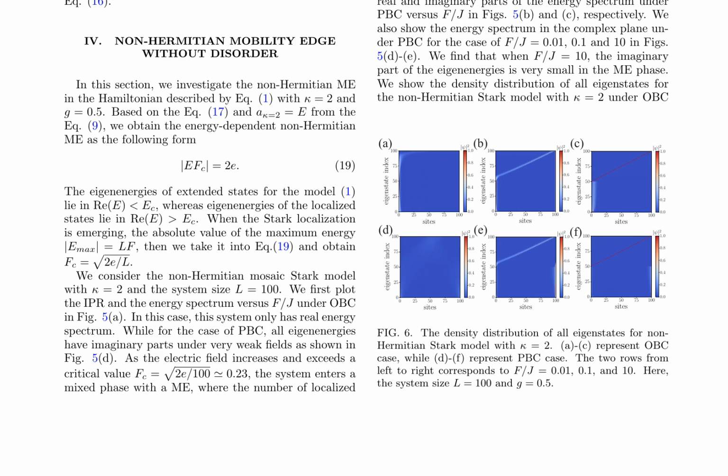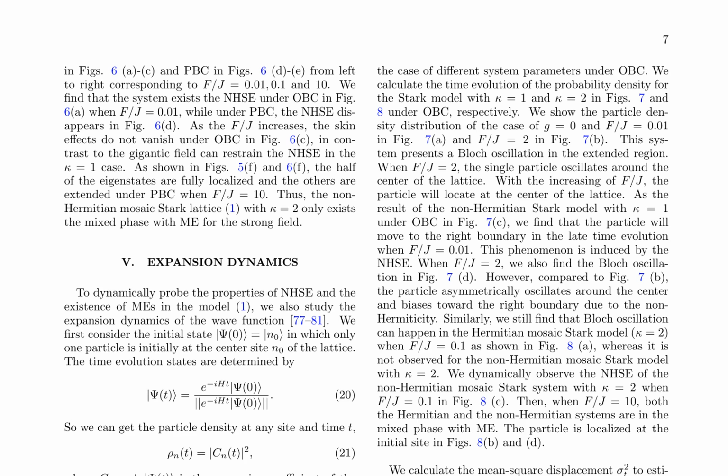We delve into the non-Hermitian mosaic-Stark lattice model, focusing on the expansion dynamics of the wave function under open boundary conditions. By examining the eigenstate distributions for kappa equals 2 under open and periodic boundary conditions, we uncover a mixed phase with many-body eigenstates for strong fields. In the context of expansion dynamics, we study the time evolution of the wave function, initialized with a single particle at the center site of the lattice. The time-evolved states are determined by solving the Schrödinger equation, allowing us to calculate the particle density at any site and time t. Our results, illustrated in Figures 7 and 8, show that the system exhibits block oscillations in the extended region.